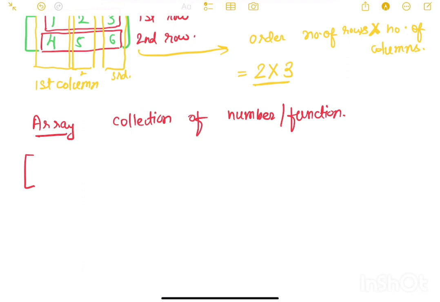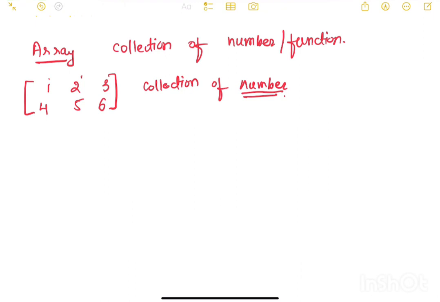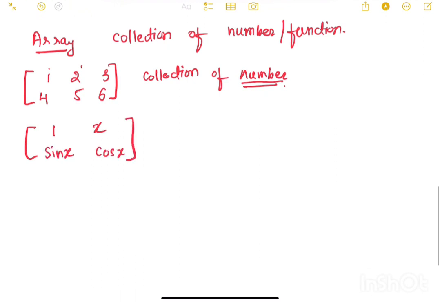Now the example which I have just explained before is a collection of numbers. Like we have 1 2 3 4 5 6. So this is an array of numbers. Now what about functions? What if I make a matrix like 1, x, sin x, cos x. First of all, focus on what the order is here. This is my first row, this is my second row. The number of rows is 2.